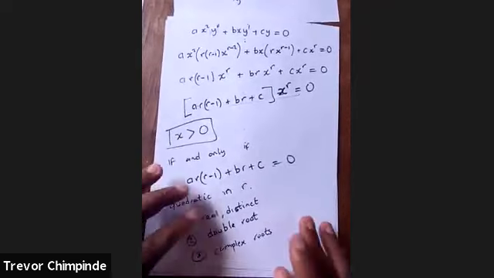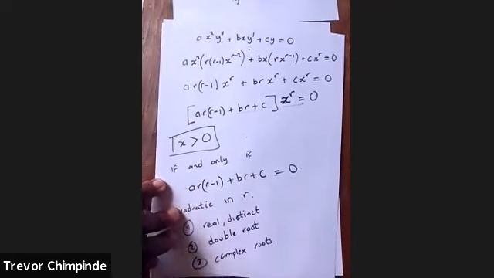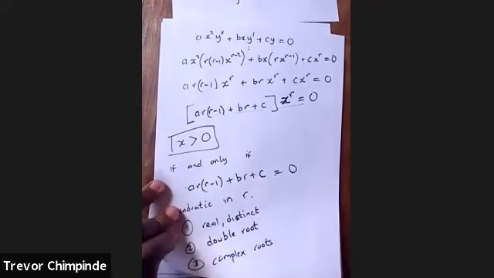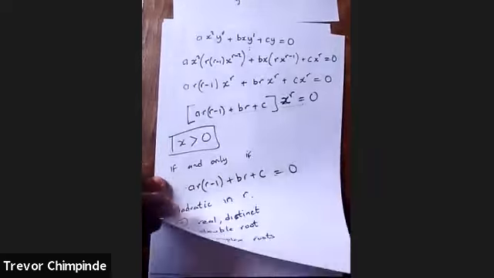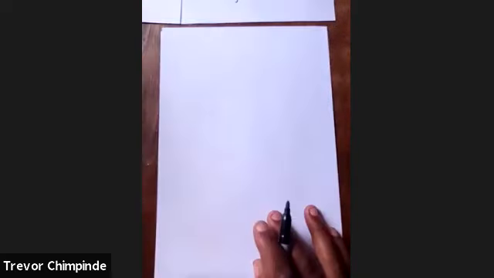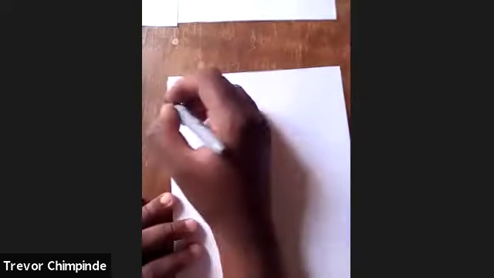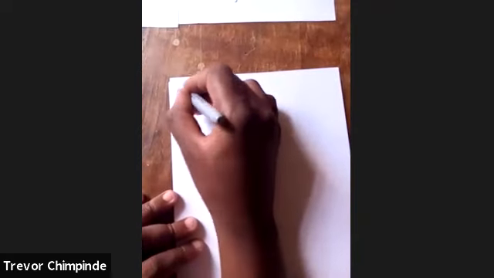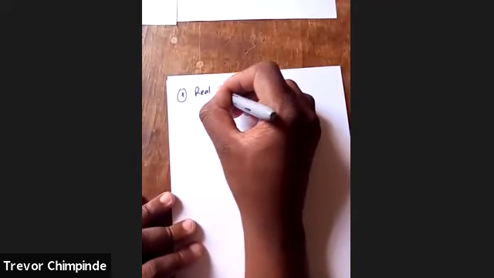So let's deal with each of these cases. We start with the real and distinct. What happens if you have real and distinct roots? So Euler says in his findings, real and distinct roots.